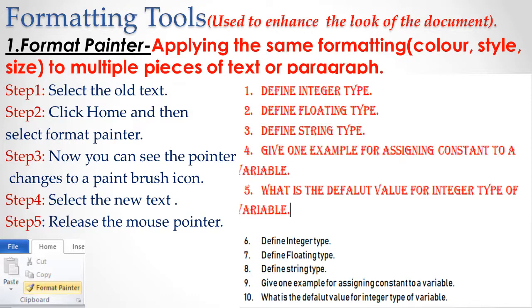Down you can see this window. In this image you can see in the Home tab only, format painter is present. See here, format painter is that. You need to click on that format painter. Now you can see the pointer is changed to a paintbrush icon, means the mouse pointer shape will change like a paintbrush. Then you need to select the new text. New text means 6 to 10 points are there, right? You need to select that. After selecting that, release the mouse pointer.